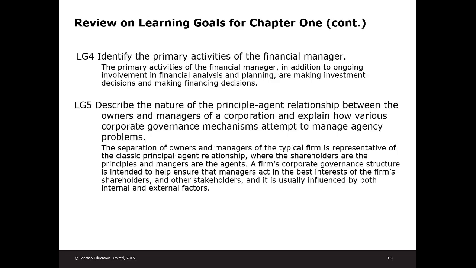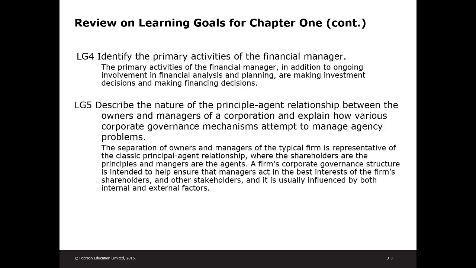Okay. The next goal is to identify the primary activities of the financial manager, which include, in addition to the ongoing involvement in the financial analysis and the planning of the firm, making investment decisions and making financing decisions, which are the most important decisions the financial manager should make.